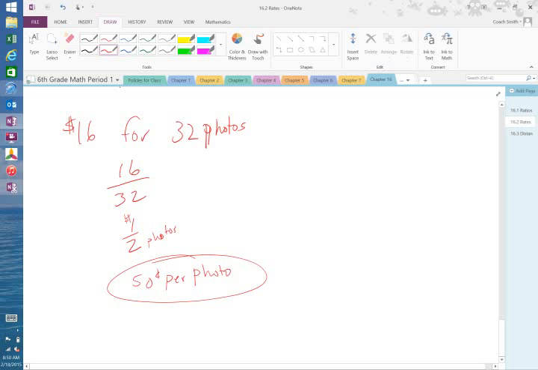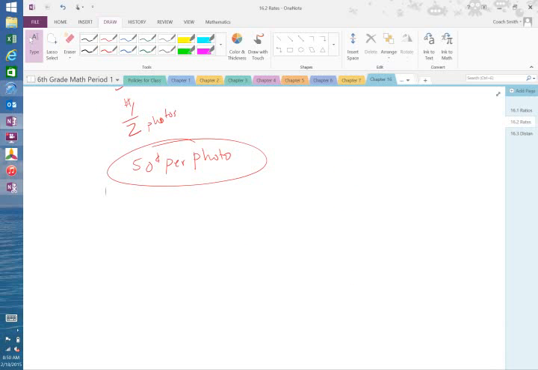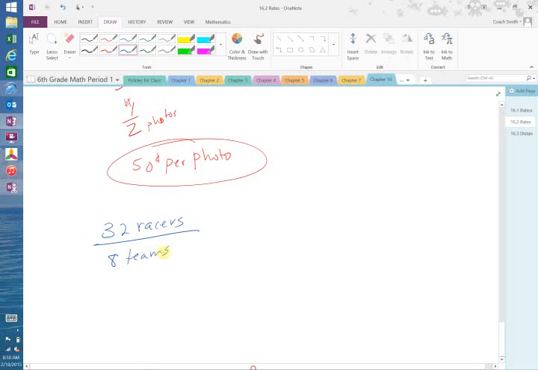All right. Now, let's look at number 22. 22 says 32 racers over 8 teams equals N racers for 1 team. In other words, they're trying to find the unit rate.